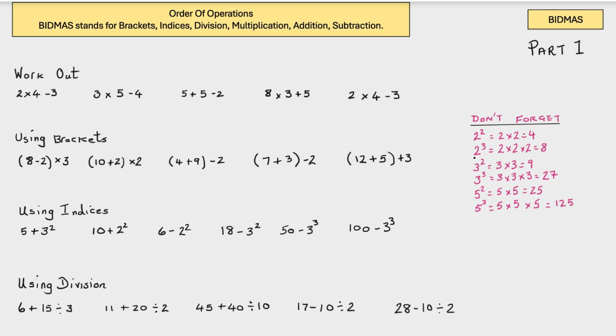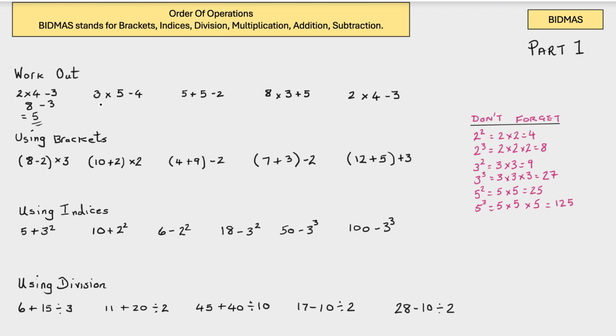So the first question is, work out 2 times 4, subtract 3. So let's have a look. Is there a bracket? No. Is there any indices? Nope. Is there any division? There isn't any division. Is there a multiplication? Yes, there is a multiplication here, 2 times 4. So we do that first. We know that 2 times 4 equals 8. And then a subtraction, which is here. We haven't got an addition, but we have got a subtraction. It means we've only got that left. It can only be that to solve it. 8 minus 3 is 5.